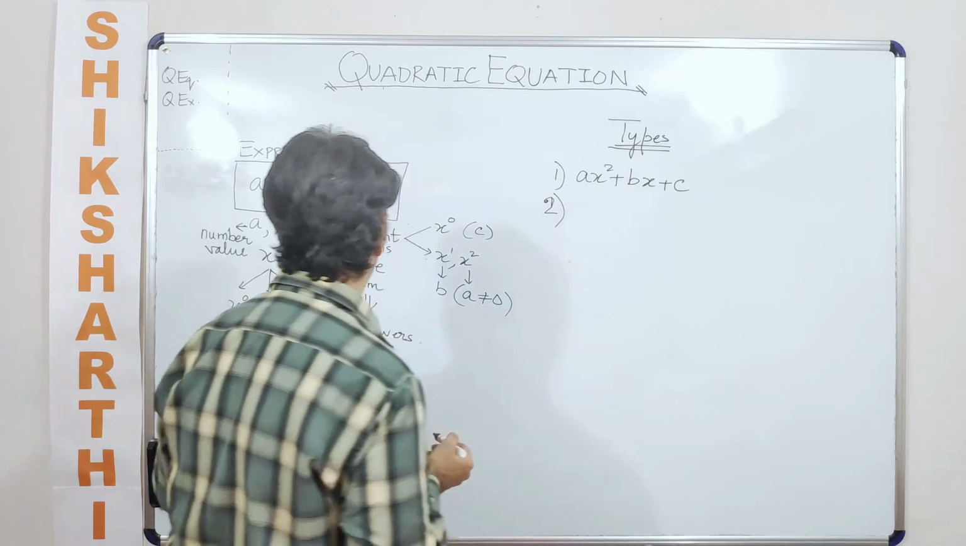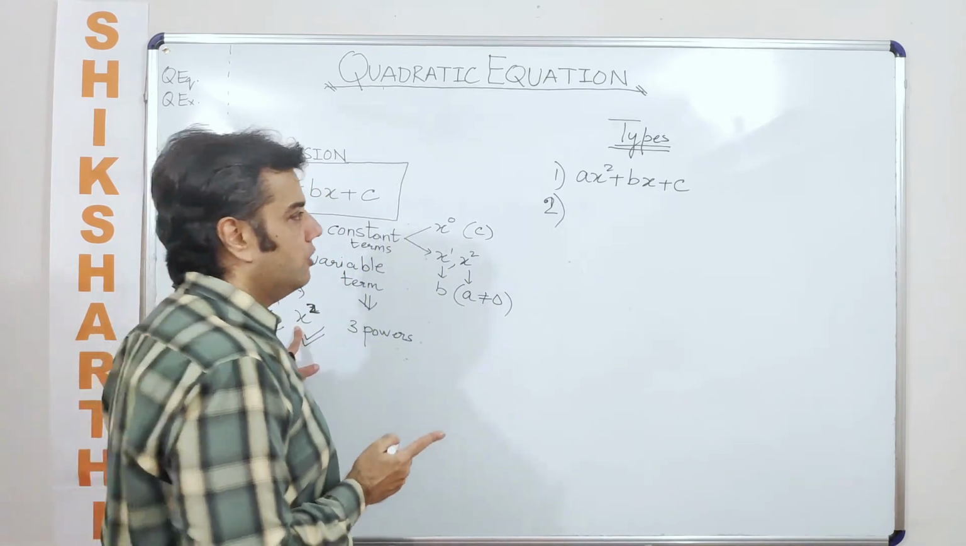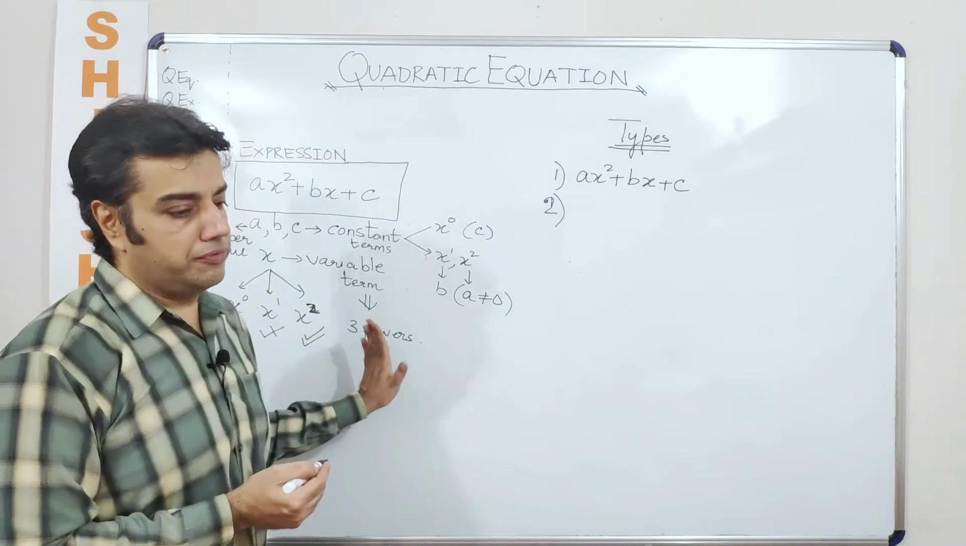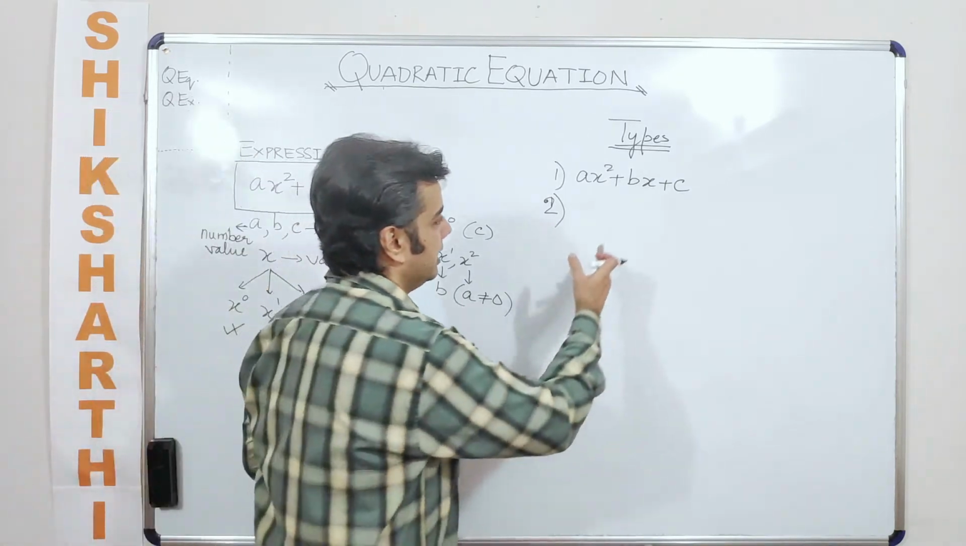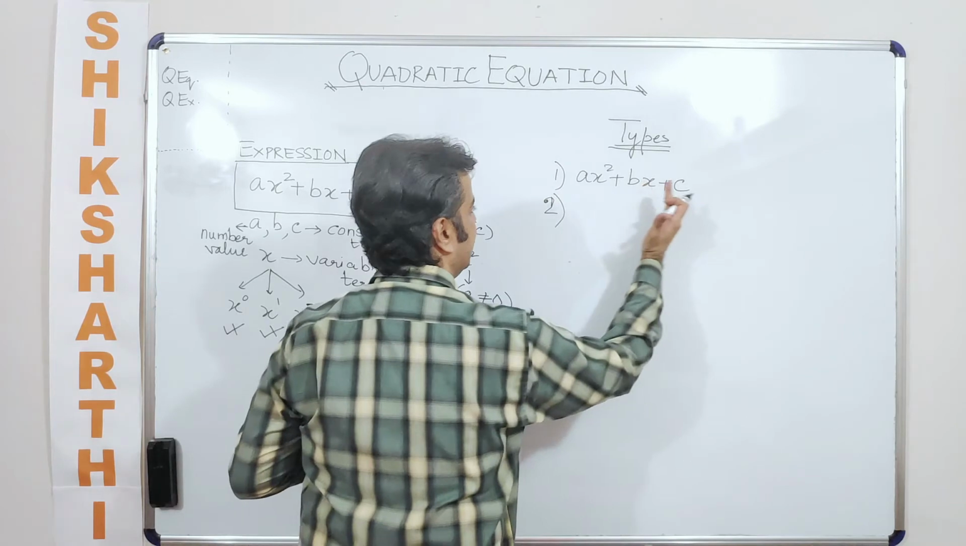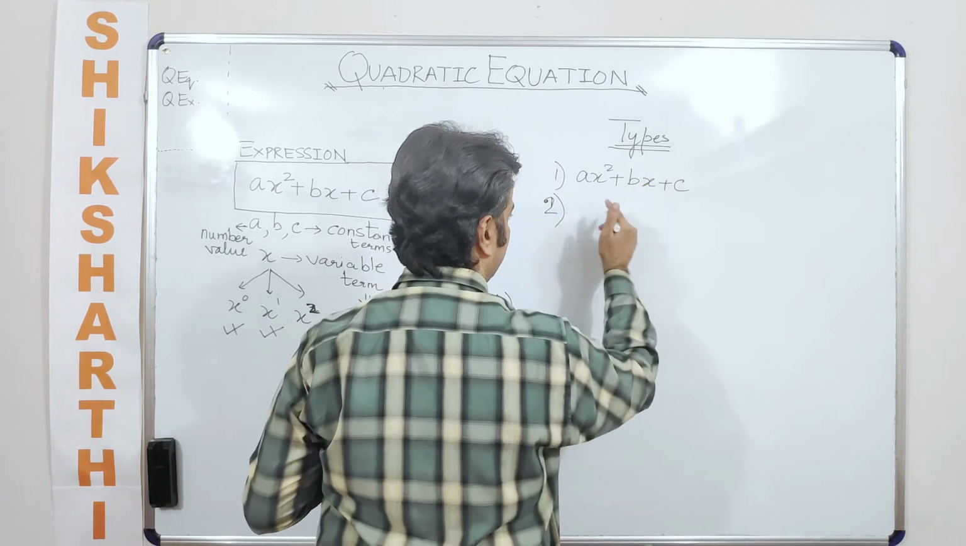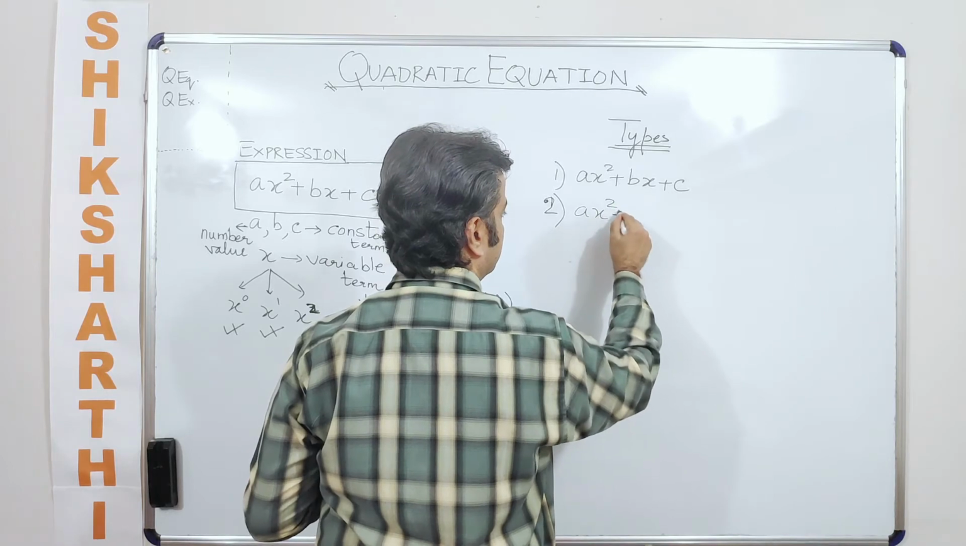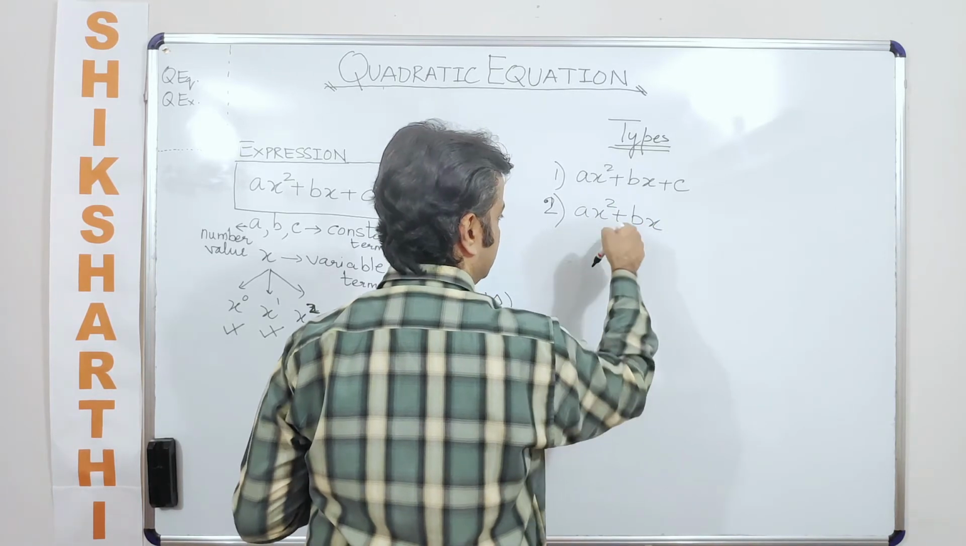Okay. The second is, so we discussed few minutes back that the power of x square will always be there. Maybe the other coefficients of other powers of x may not be there. So what I'll do is, from the right hand side, I'll start eliminating. So let's say I eliminate c. This is the second type.